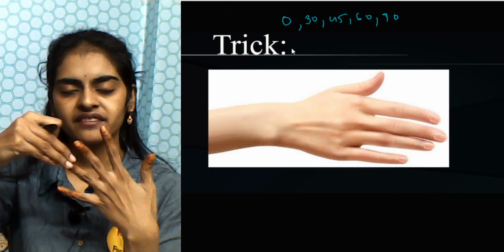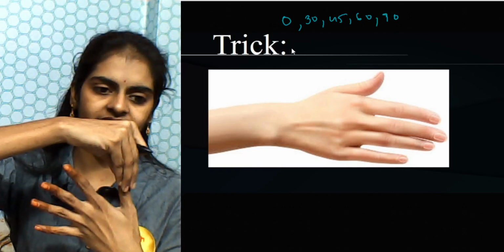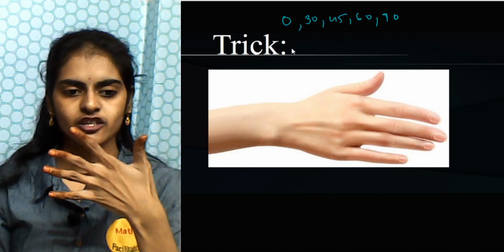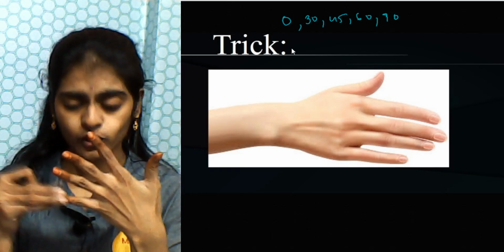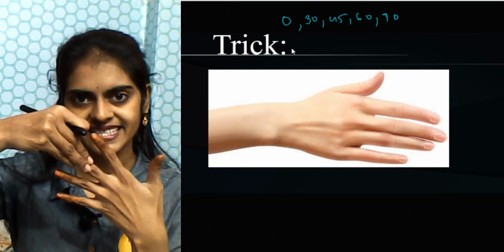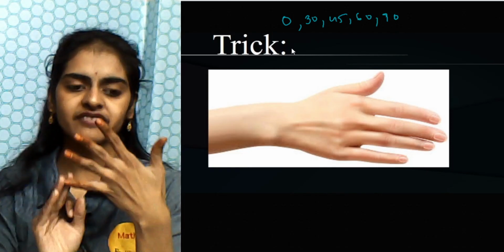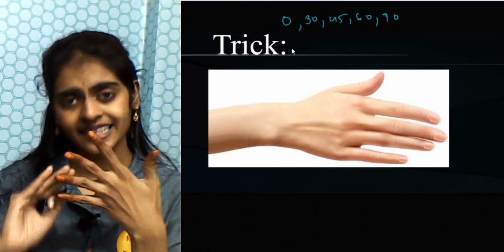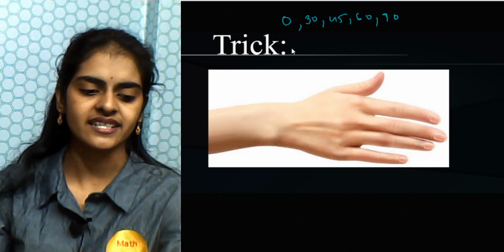Then you have 30, then 45, 60, 90. So the thumb, thumbs up, is nothing but 90. Again, little finger is 0, then 30, 45, 60, 90. So the little finger starts from the smallest angle, 0, then 30, 45, 60, 90. Clear? So let us see the trick.